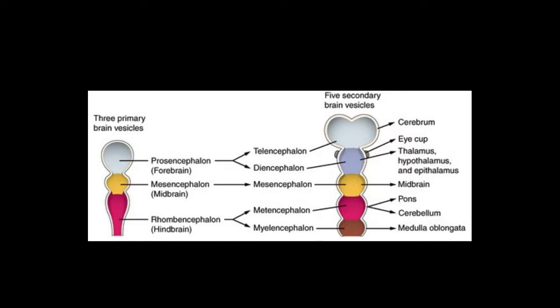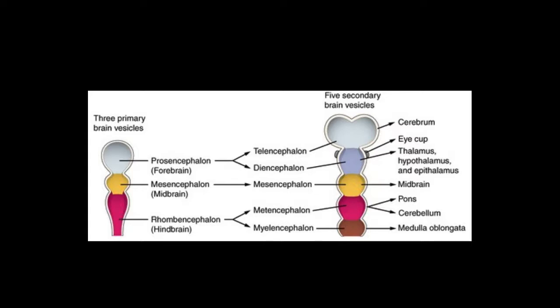Don't worry too much about the names. I'm not going to ask you to remember them. But the frontmost one is known as the prosencephalon, the middle one is the mesencephalon, and the back is the rhombencephalon. Then over time, those start subdividing into more. So we end up, you can see there, with 5 vesicles.